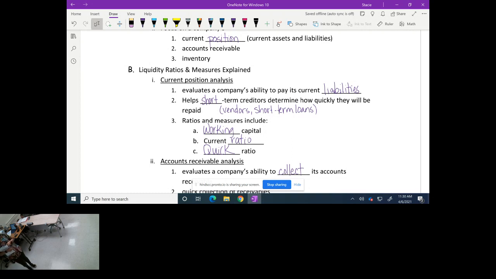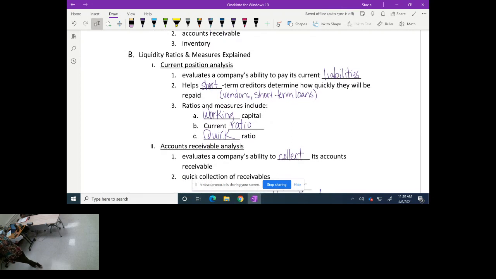All right, so this is going to be something that your short-term creditors, like your vendors, or if you have a short-term loan with the bank, are going to be interested in, because it tells them how able they are to pay their current liabilities. So these measures of current position analysis are your working capital, your current ratio, your quick ratio. We'll learn to calculate all those.